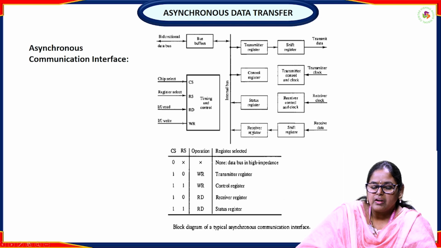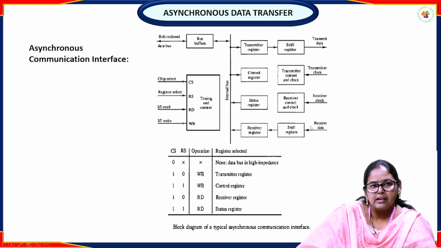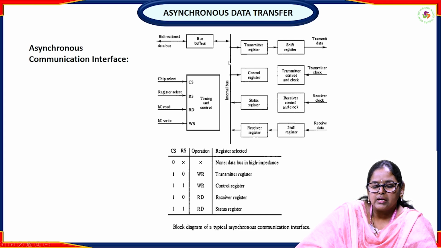And from the receiver register, the data through the internal bus gets transmitted and stored in the bus buffers, and from the bus buffers through the bidirectional data bus, the information will be sent and stored in the CPU registers there. So here you can see it receives the data serially with start and stop bits, stored in the shift register, and the data is transmitted in parallel by removing start and stop bits to the receiver register through the internal bus. Through the bus buffers, it will get stored into the CPU registers.